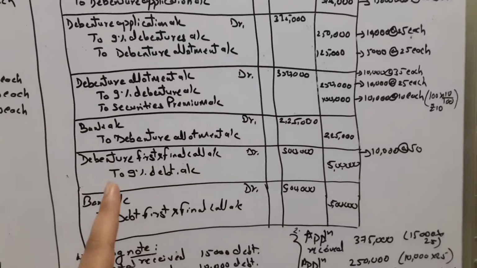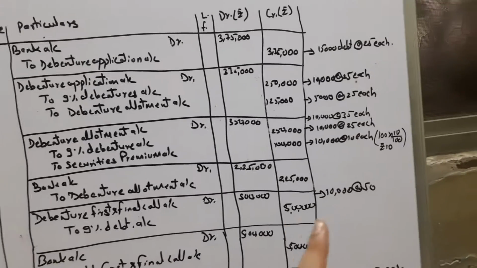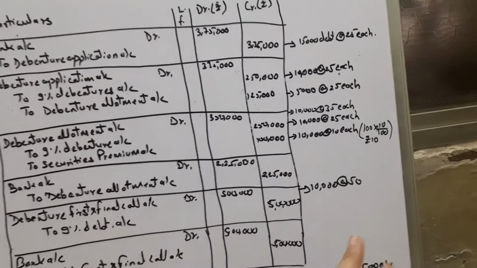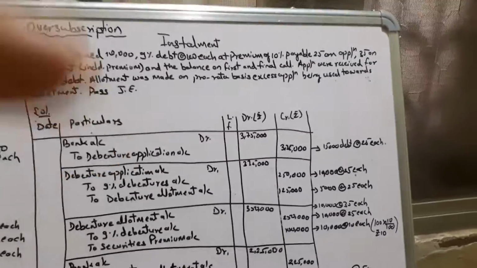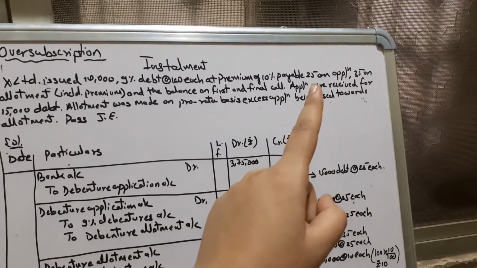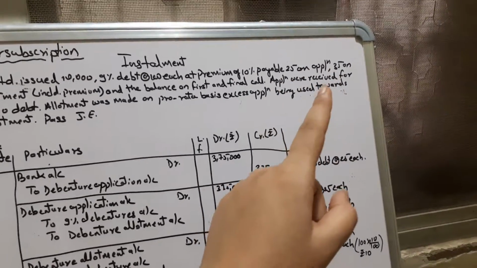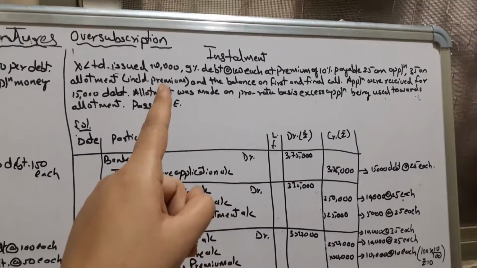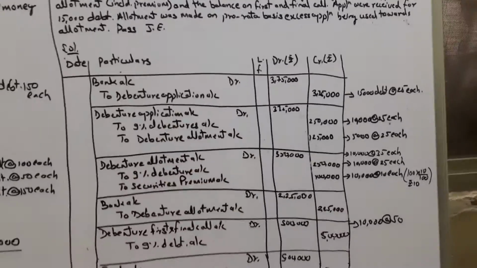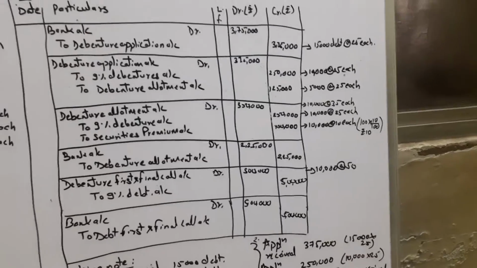Then the third stage is your debenture first and final call account debited to 9% debentures account, where 10,000 debentures is multiplied by 50 rupees. How has this 50 rupees come? It's very clear now. 100 rupees was the face value. 100 minus 25 is 75. 75 minus 25 is your 50 rupees. This 35 included premium, but we have to exclude premium while calculating the balance amount for first and final call. So this is how you do this.